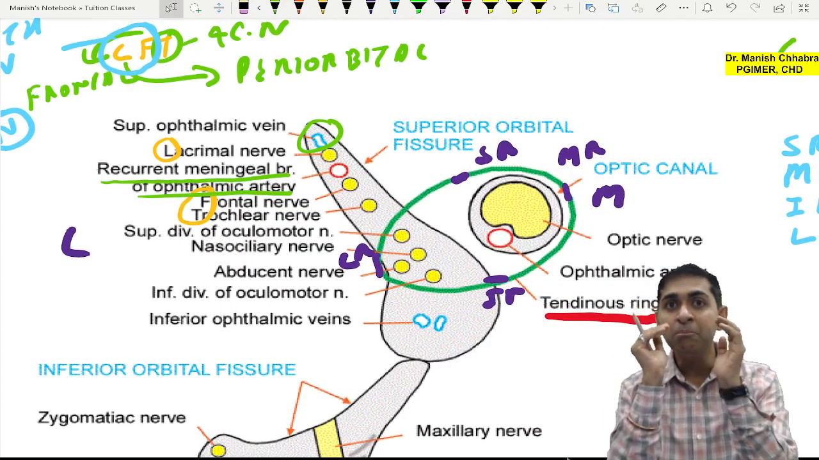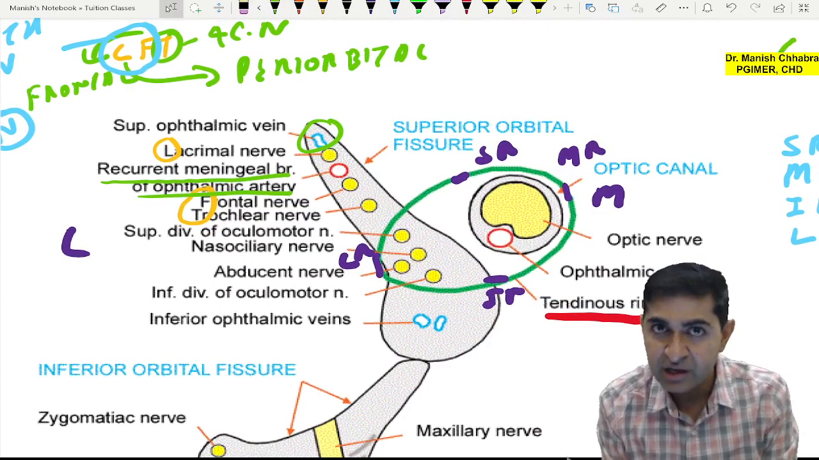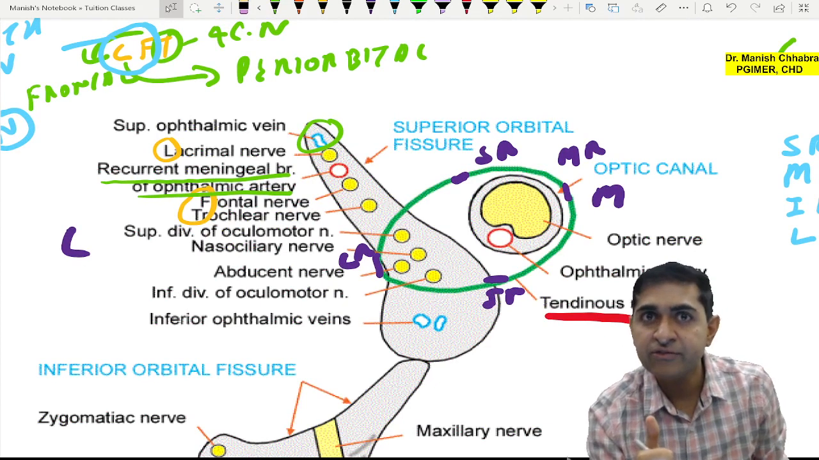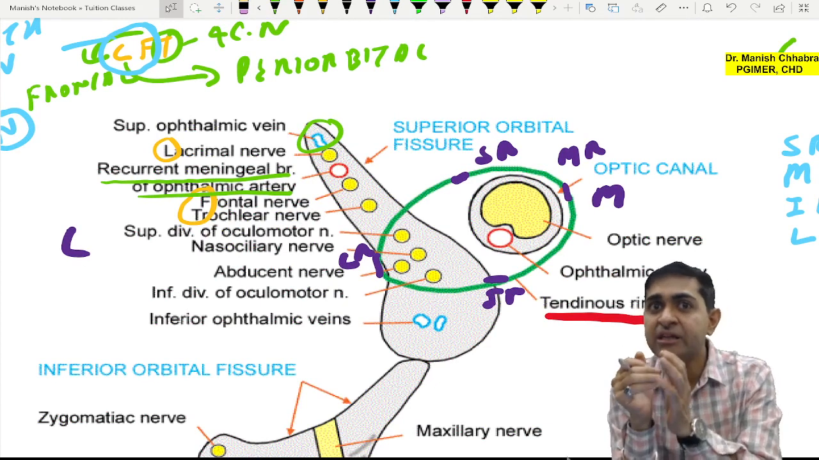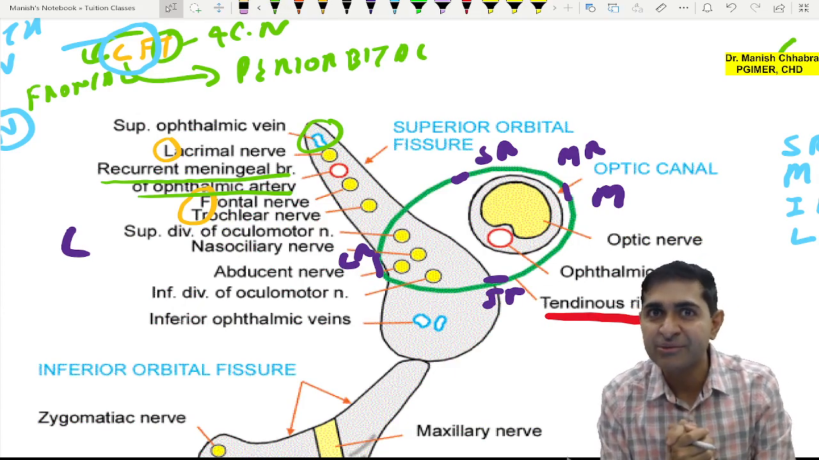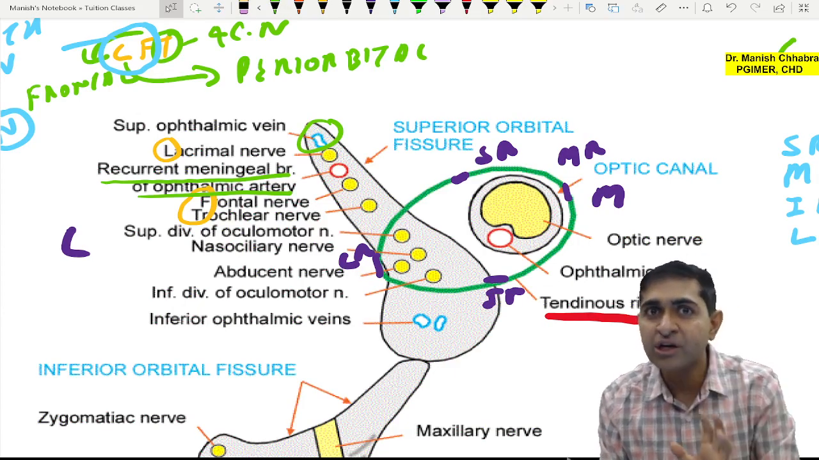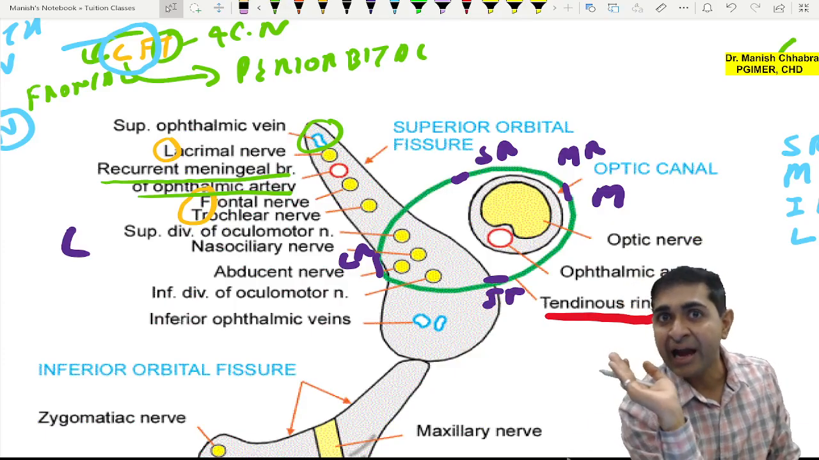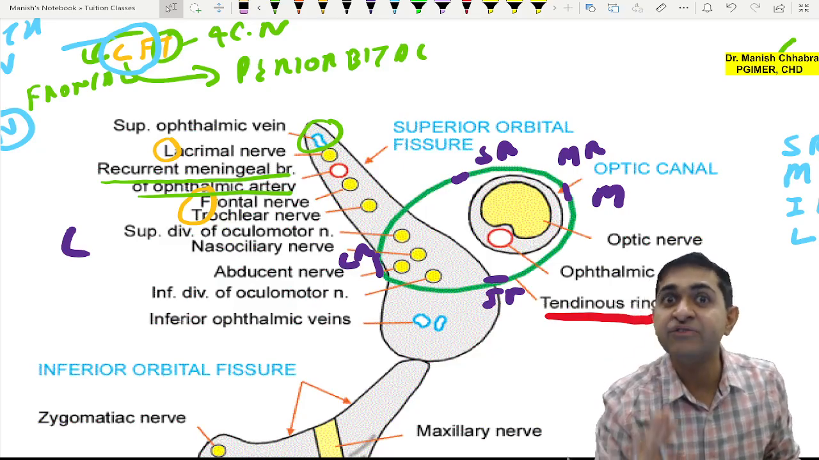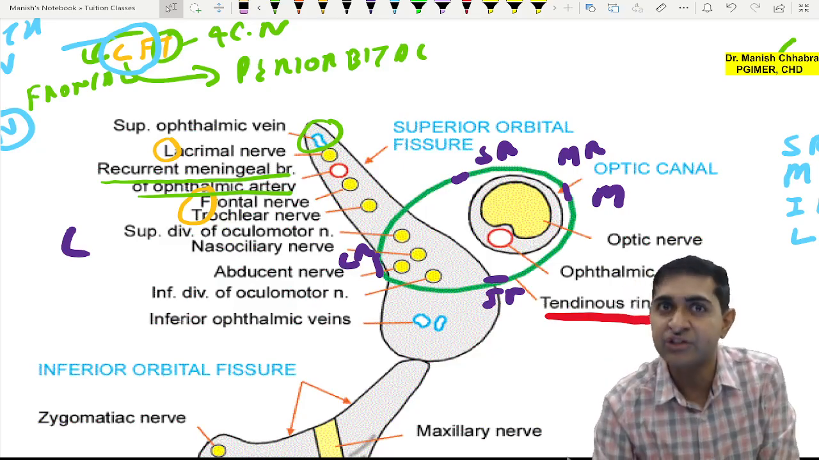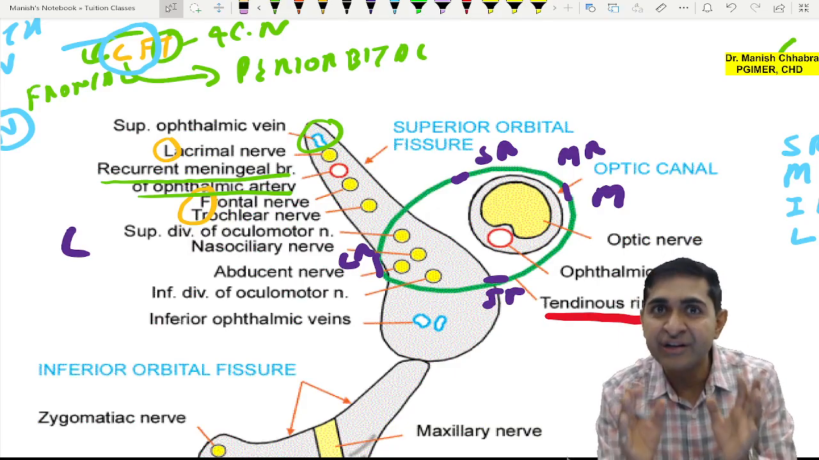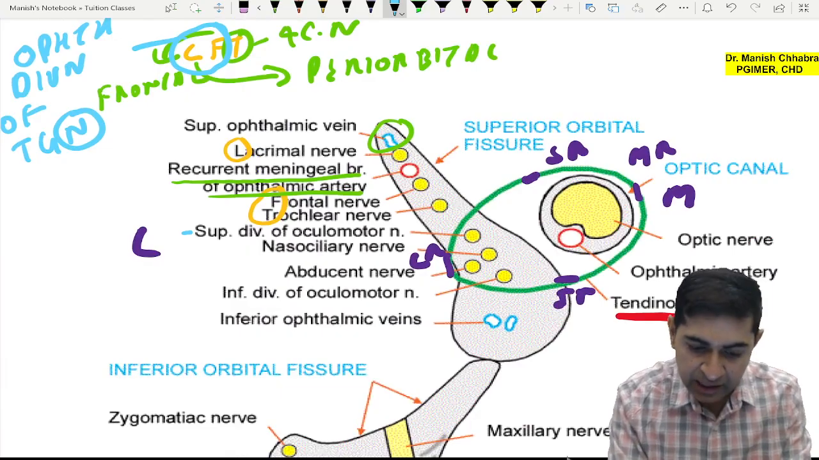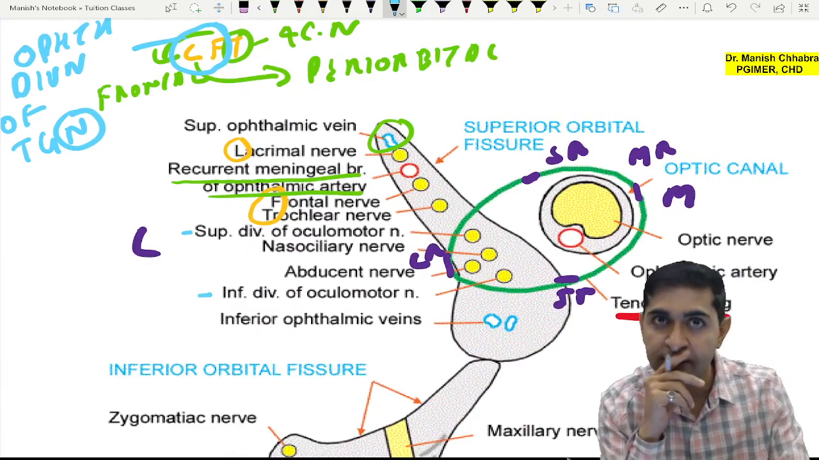Now coming over to the middle part of the superior orbital fissure. The structures which are passing are the nasociliary nerve, which is again a branch of the ophthalmic division of the trigeminal nerve, then the oculomotor nerve, the superior part and the inferior part. So you can call it division only: superior division, inferior division. And lastly, the abducent nerve. So let's write. Superior division and inferior division of the oculomotor nerve.